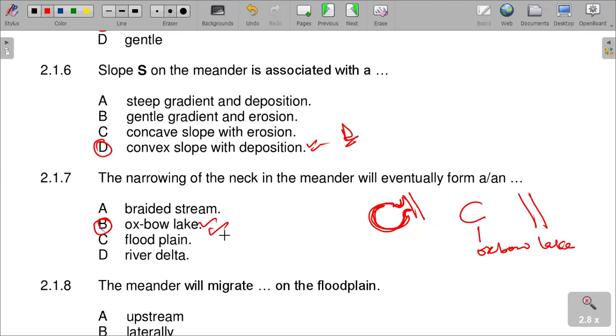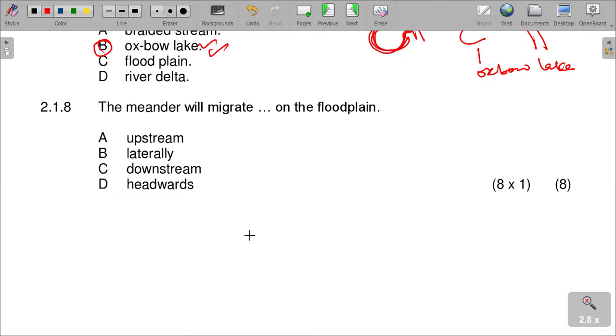The neck can be cut off and then result in an oxbow lake being formed. Question 2.1.8, the meander will migrate on the Dutch floodplain. How does the meander migrate on the floodplain? It actually migrates laterally, just across or laterally, which is letter B. It migrates laterally along the floodplain.